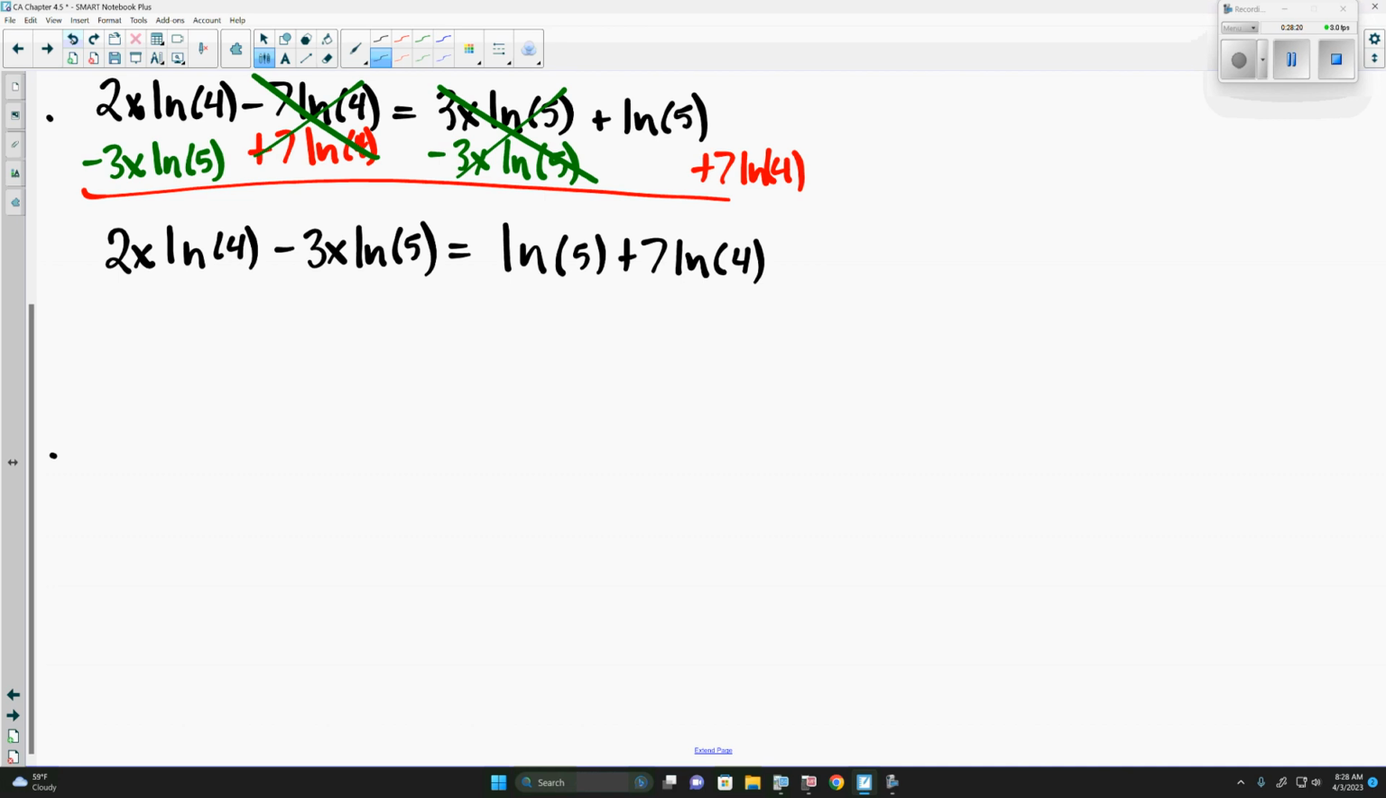If one of them worked out to be a nice number, if for some reason ln of 5 had worked out to be 4, then we could simplify it. Because if we had log base 4 of 4, that simplifies to 1. Okay, we good with how we got to this here? Now on the left-hand side, both of these have something in common. They both have an x, yes? So what we can do is factor it out, leaving us with 2 ln of 4 minus 3 ln of 5.